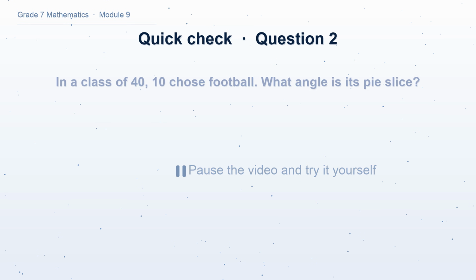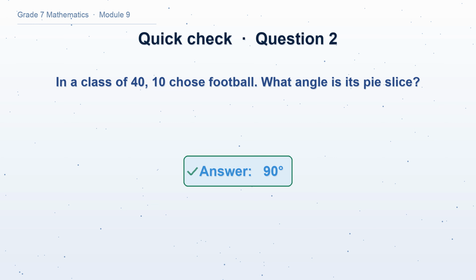Question 2. In a class of 40 learners, 10 chose football. What angle should its slice take on a pie chart? 10 out of 40 is 1/4 of the class. 1/4 of 360 degrees is 90 degrees, so the slice is 90 degrees.